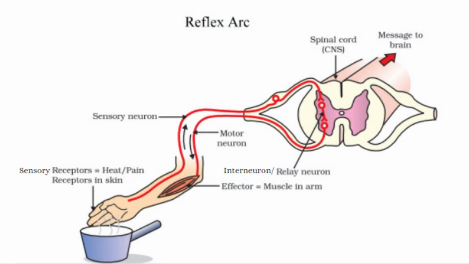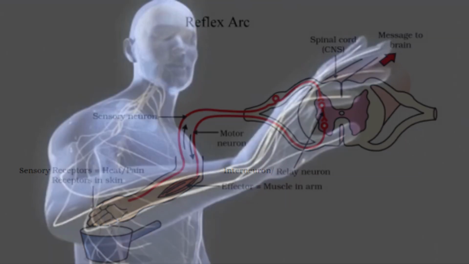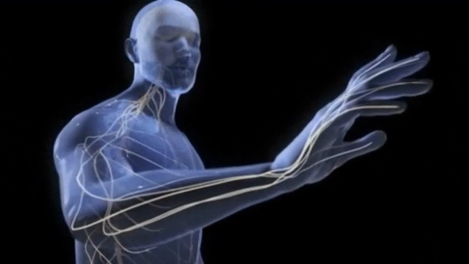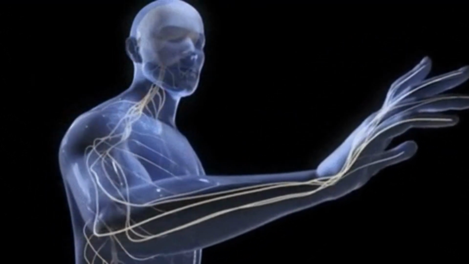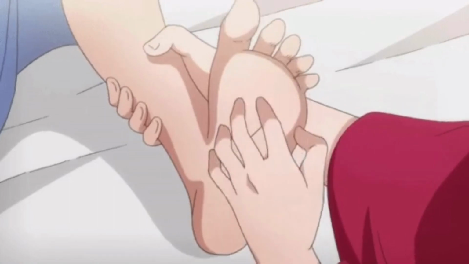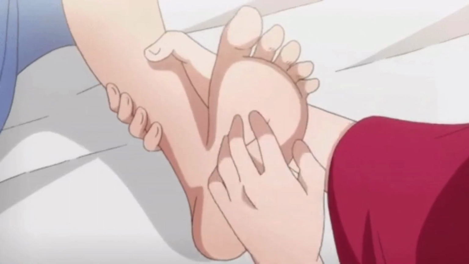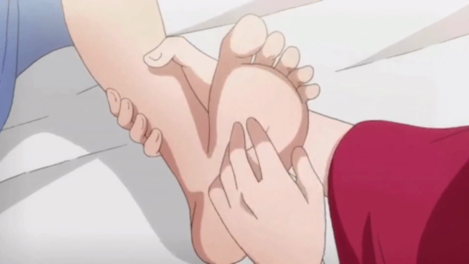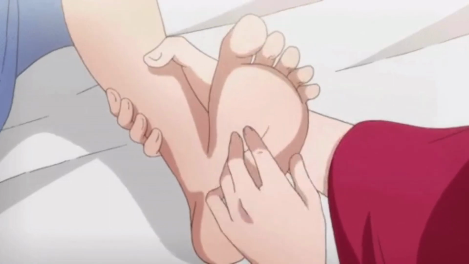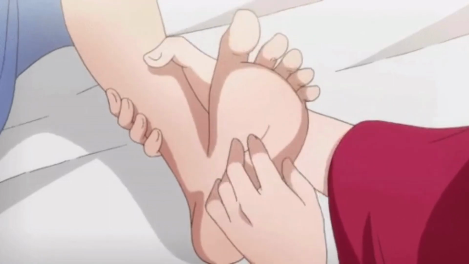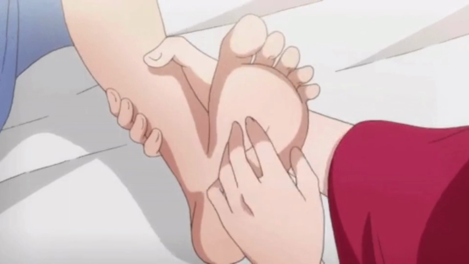The reflex arc involves several key components that work together to produce the reflex action. The first component is the sensory receptor, which detects the stimulus. In our hot stove example, the sensory receptor would be the nerve endings in your skin. Let's try another example. Imagine someone tickles the sole of your foot. You immediately pull your foot away without consciously deciding to do so.